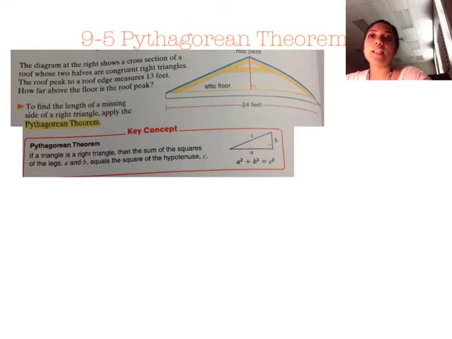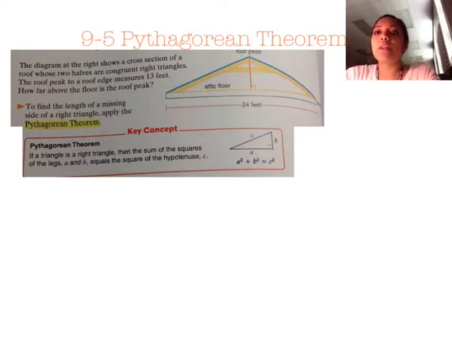Anyway, so the diagram at the right shows a cross-section of a roof when two halves are congruent right triangles. The roof peak to a roof edge measures 13 feet. How far above the floor is the roof peak? So you are looking for this right here.